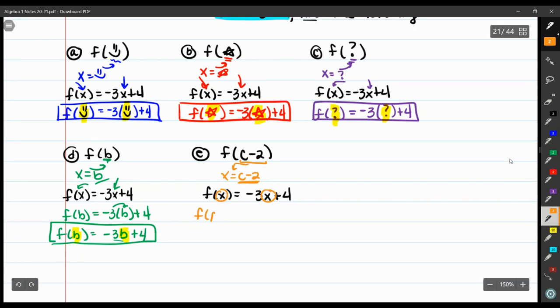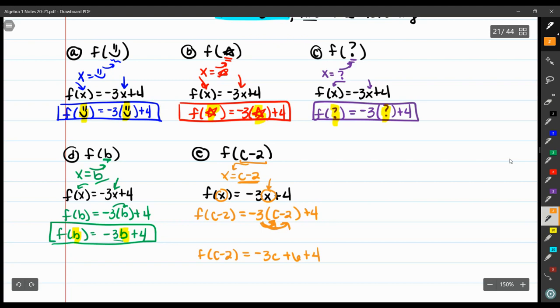So f of c minus 2 turns out to be negative 3 times, now this is 3 times whatever x is. Well, x is c minus 2. So there's two things in there now instead of one, plus 4. This we can clean up a little bit. Distribute the negative 3 in, so we get f of c minus 2 equals negative 3 times c makes negative 3c.